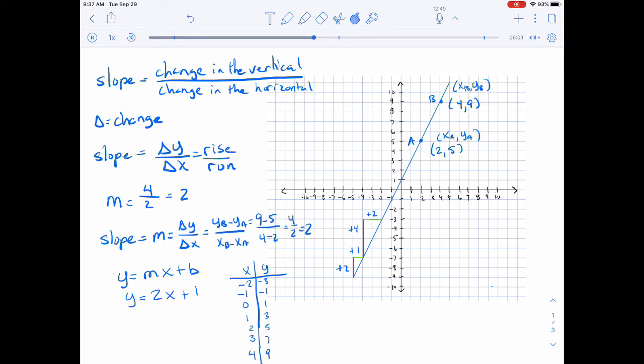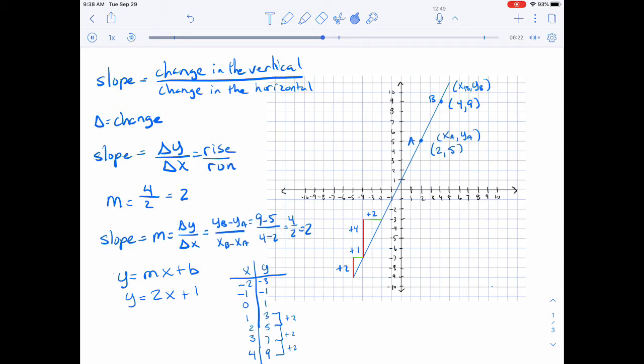Let's determine the slope from a table of values. Here we have a change on the right-hand side. From 3 to 5 would be a positive 2. From 5 to 7 would be a positive 2. From 7 to 9 would be a positive 2.